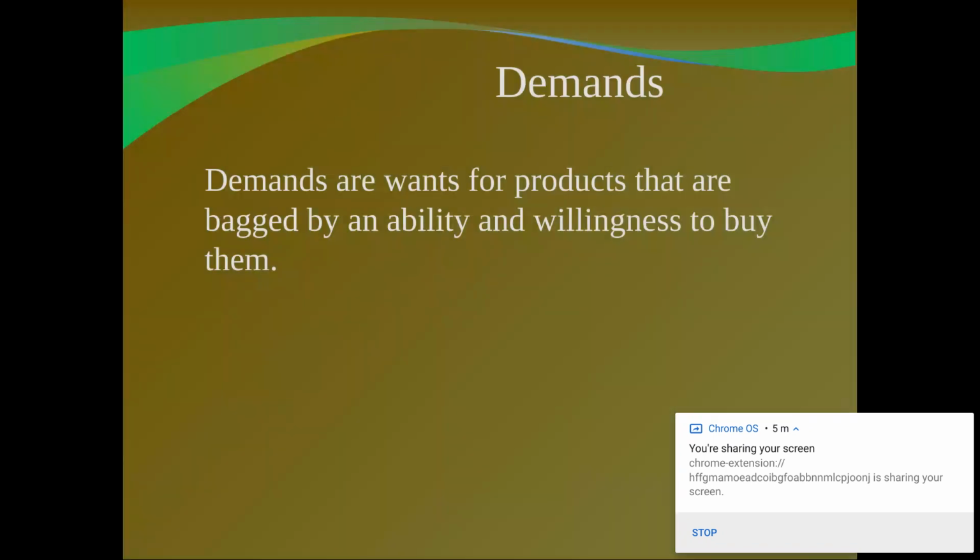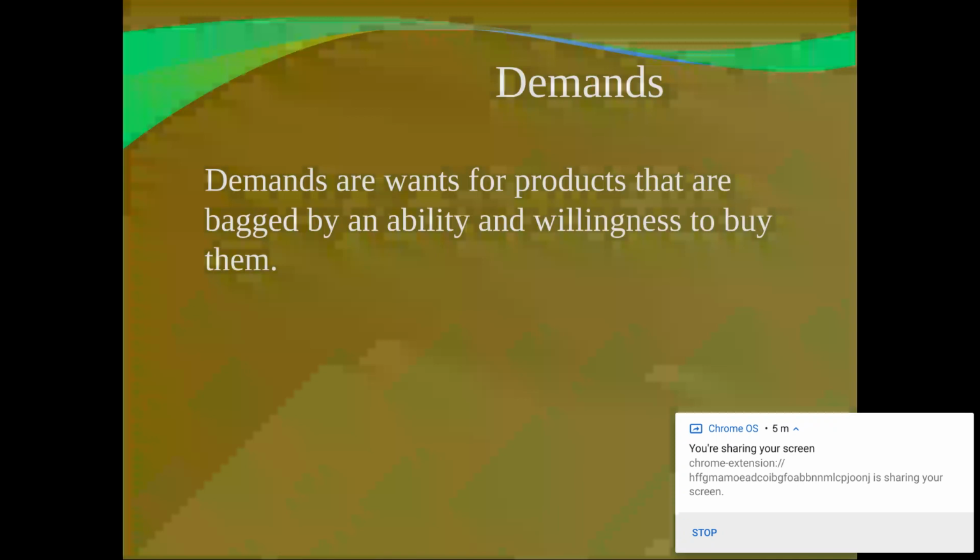And then we talk about demand. Now demands are the wants for products that are backed by an ability and willingness to buy them. So it is very clear that there is a subtle difference between demand and desire. When I talk about demand, I'm very clear that it must fulfill two basic things. First of all, there must be a willingness to purchase the product, and second, my pocket should allow me to purchase that.